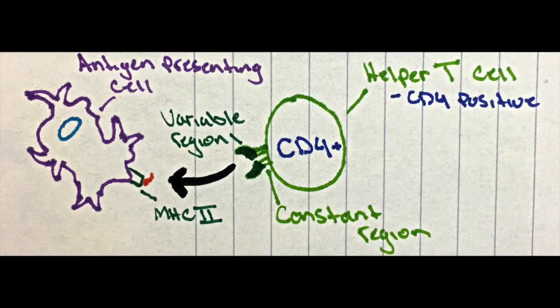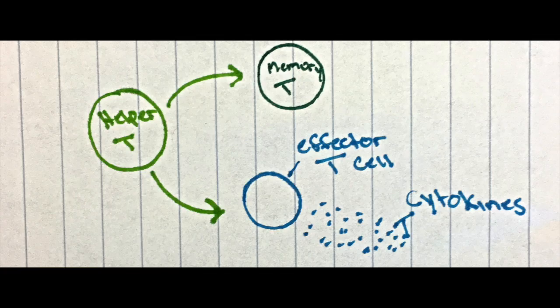A CD4 positive helper T cell whose T cell antigen receptor has a variable region which is compatible with the dendritic cell's specific MHC2 receptor attaches to it. This allows the helper T cell to become activated. The activated helper T cell then proliferates into thousands of memory helper T cells as well as effector helper T cells. The effector helper T cells release cytokines, which sound an alarm, alerting the rest of the immune system of the infection.